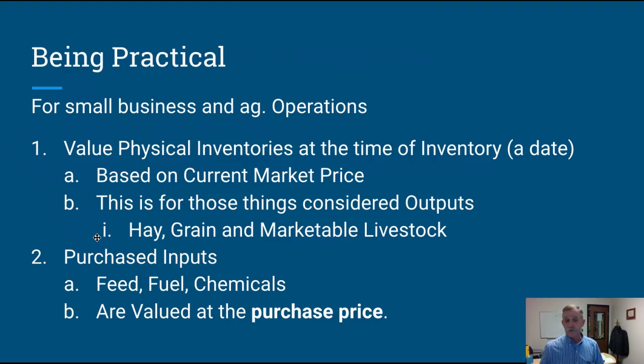Hay, grains, and marketable livestock would be some of the inventory that we're talking about. Purchased inputs are also a portion of the inventory, and they would be feed, fuel, and chemicals, valued at the actual purchase price. Well, that should be the market price, because that's what we paid for them. It's typically not going to be much more or less than that purchase price for those particular inventory items.